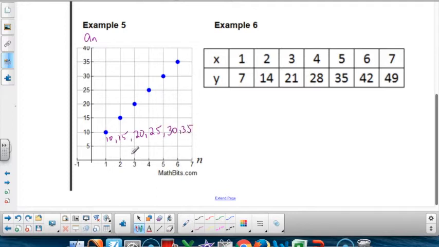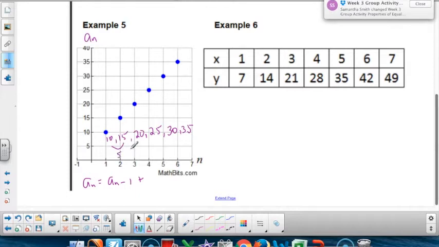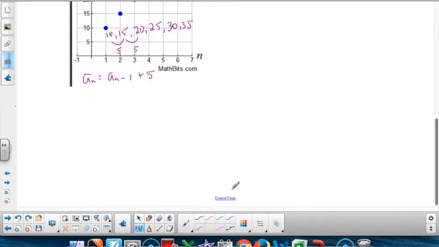All right, so if I wanted to write a recursive formula, it's going to be a sub n equals a sub n minus 1 plus a common difference of 5, because I'm going up by 5 each time. That was the recursive.